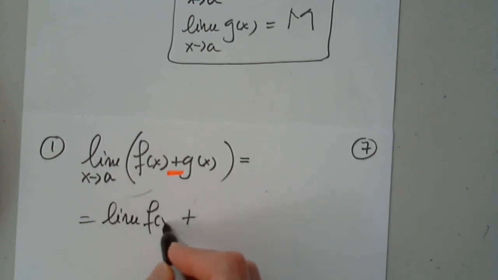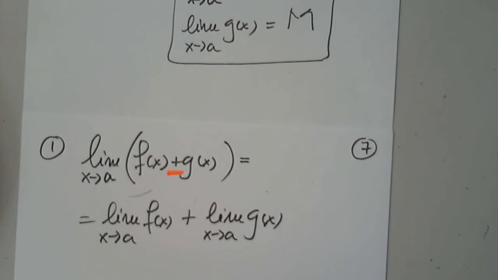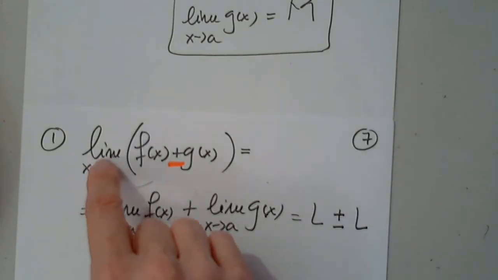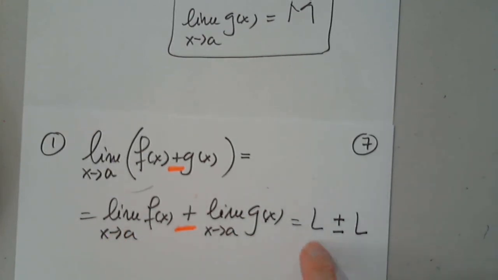L plus M, or the difference. Exactly. Excellent. So if this is L and this is M, it's L plus or minus M. So in short, we should remember it like this: the limit of a sum is the sum of the limits if they exist. If they don't exist, I cannot use this property.